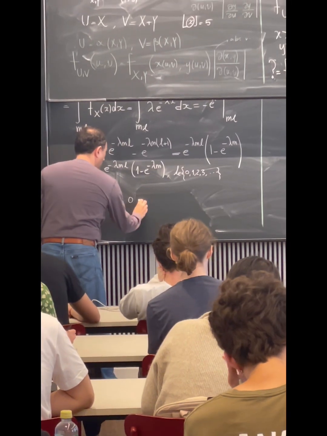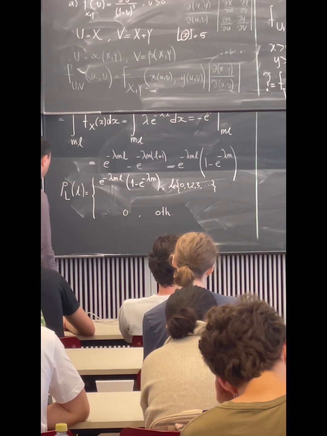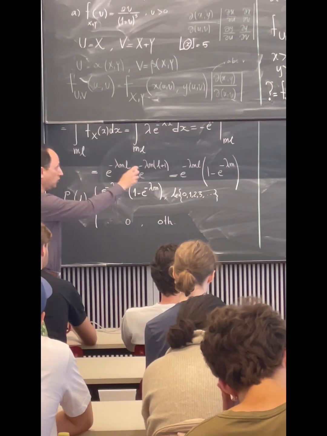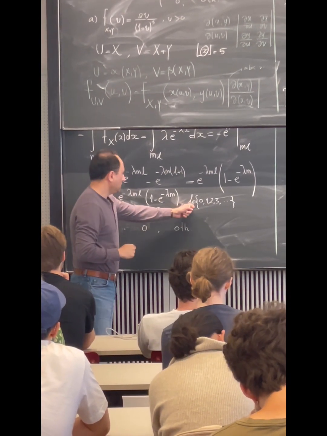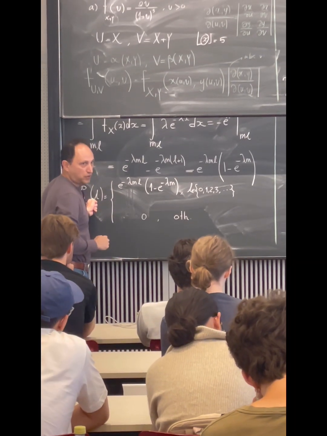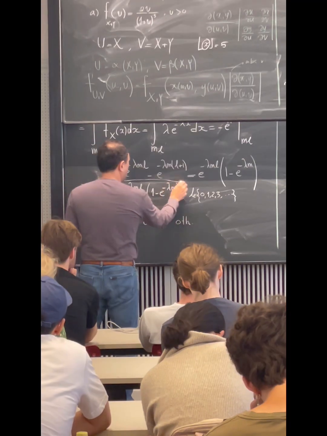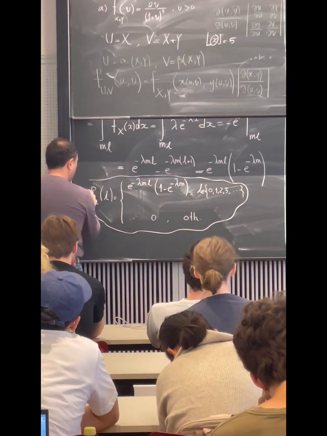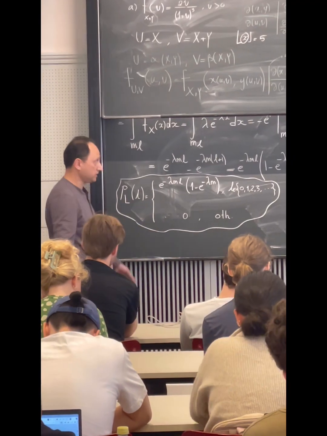And then 0 otherwise. You understand why 0 otherwise? Because you know that L can only take integers. If L is not an integer, there is no chance for this to happen, so the probability is 0. But it is important to write this if you want to actually write it, because these functions are defined on the whole set of R.